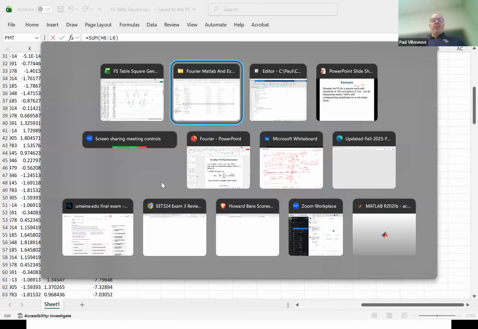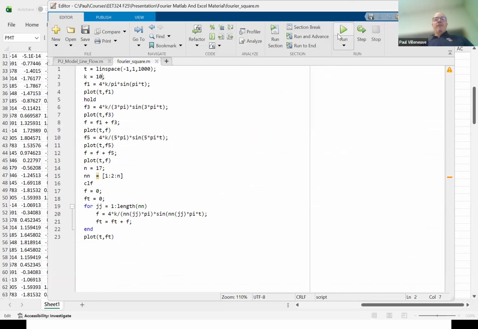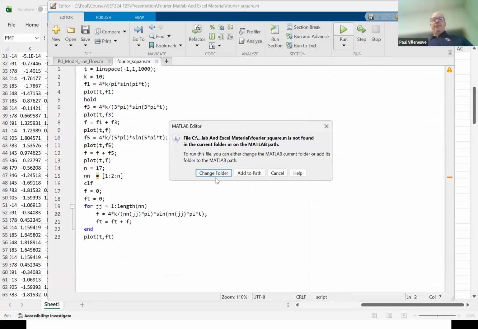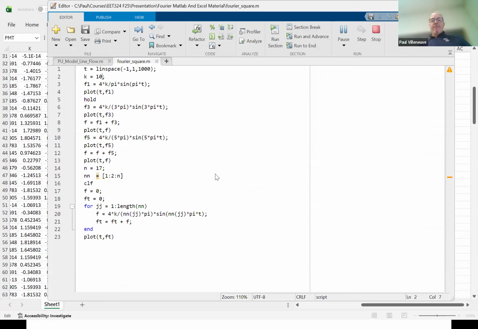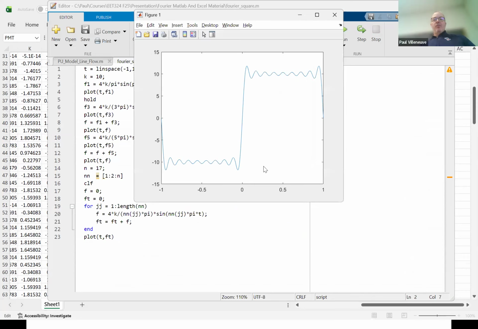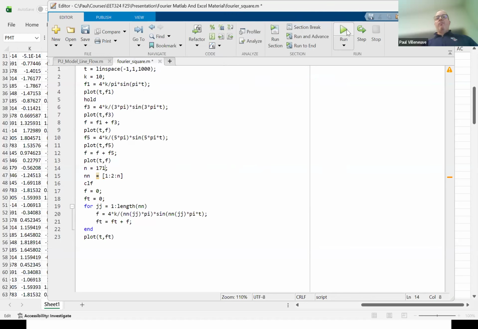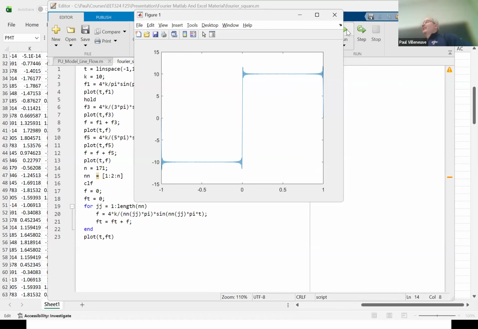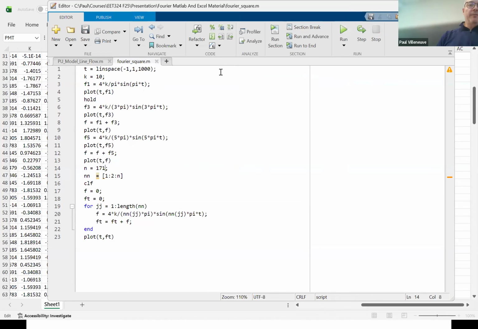In Excel, it's much easier to do it in Excel. If I run this and do the plot, wait till it wakes up. So this is 17. Let's do 171. Anybody know why I did 171 and not 170? Odd. It's got to be odd. Yeah, it can't be even. How's that look? Yep. A lot better, right? Yeah. Let's go even more.